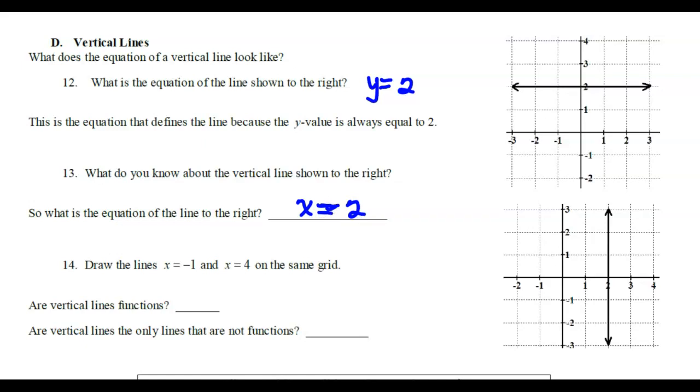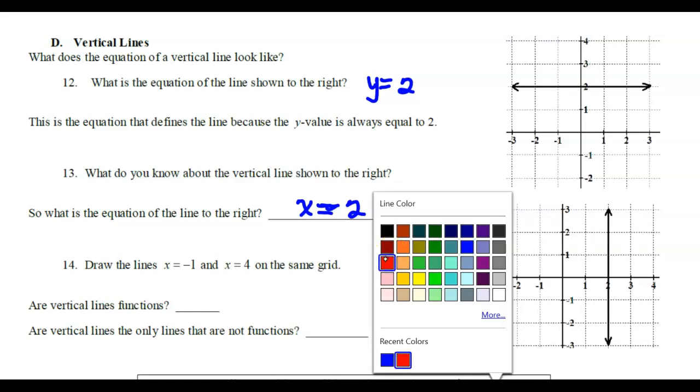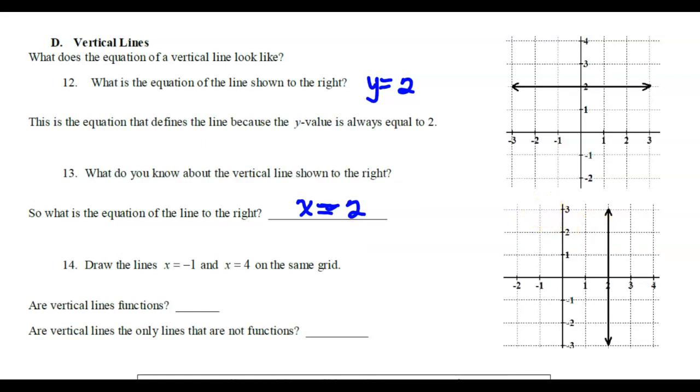So now if we're going to graph these, maybe choose red. And so when x is negative 1, that would be here. Okay, when x is 4, that would be here. Doesn't matter what y is, x is always 4. Okay, and then arrows on the end for those. And we'll label those. So this is x equals negative 1. This is x equals 4.